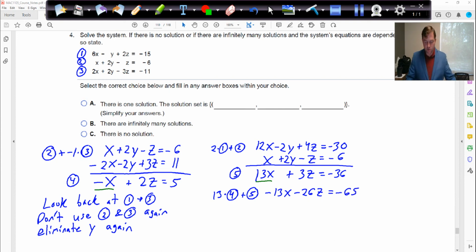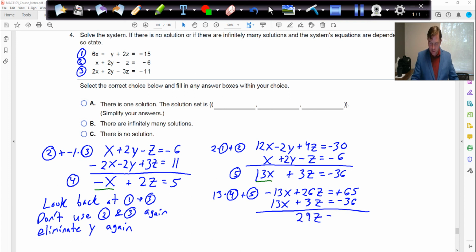I didn't do minus 13 though, so this should have been plus 26, and this is plus 65. I started switching the signs. Be careful there. I did not switch the signs. Then, equation 5 unaltered was 13x plus 3z equals minus 36. And we're going to add those. The 13x's will cancel. 26 plus 3z is 29z, and 65 minus 36 is 29. So these problems tend to have nice even numbers, whole numbers. Divide by 29, z is simply 1.